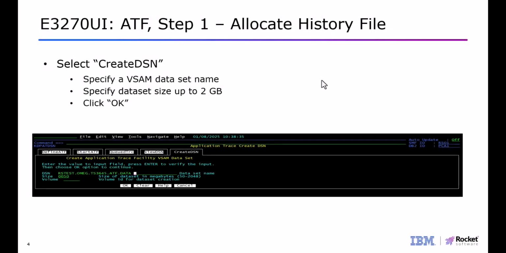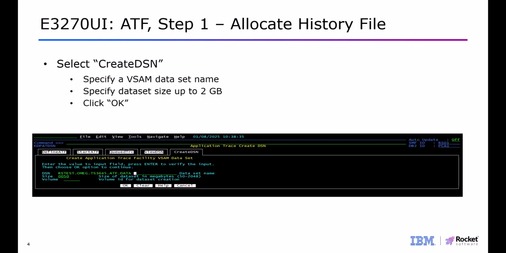So the first step in setting up the application trace facility, you need to create your trace data set, which again is a VSAM file. Basically you're going to specify the name of the data set and the size. And the size could be up to 2 gigabytes. And this is something that you can do once and reuse this data set.